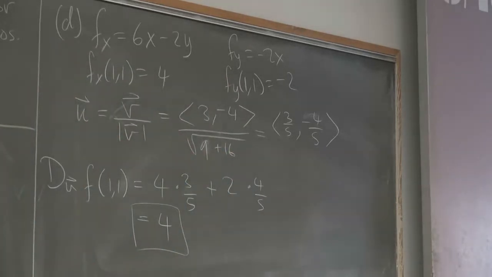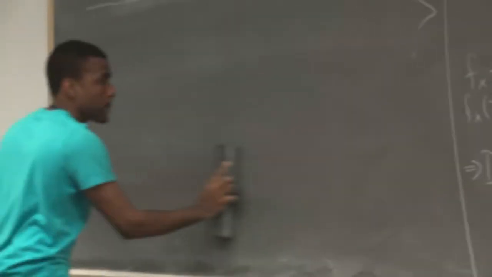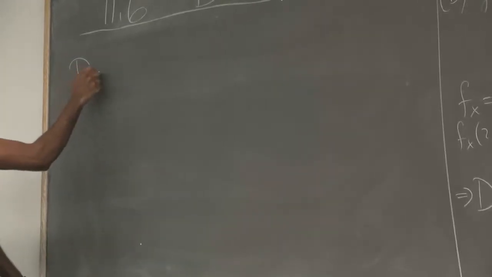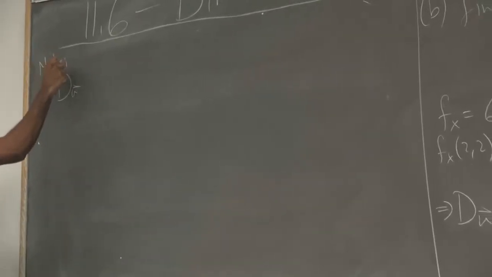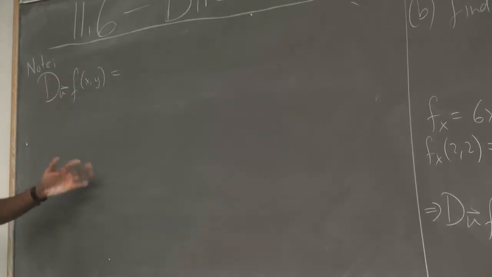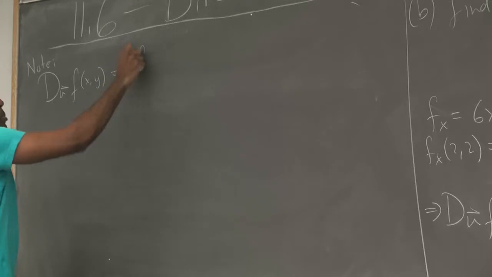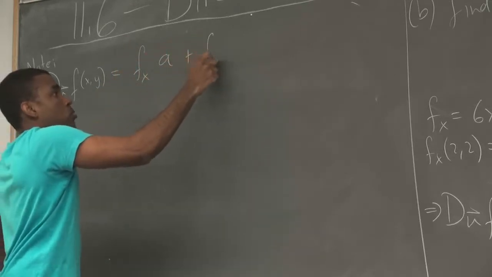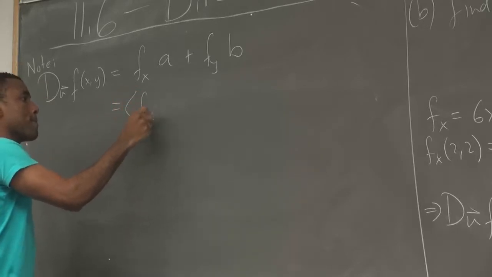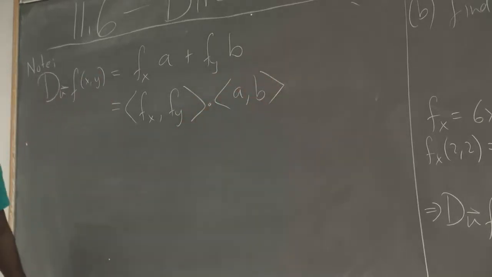We can write it in a much nicer way, which is where we're going now. Notice that the directional derivative of f at x, y (I get sloppy and leave off the coordinates every now and then, but as long as you understand what point we're evaluating at) is fx a plus fy b. But notice that I could actually write that in the following way. I could actually express that as a dot product. Right?